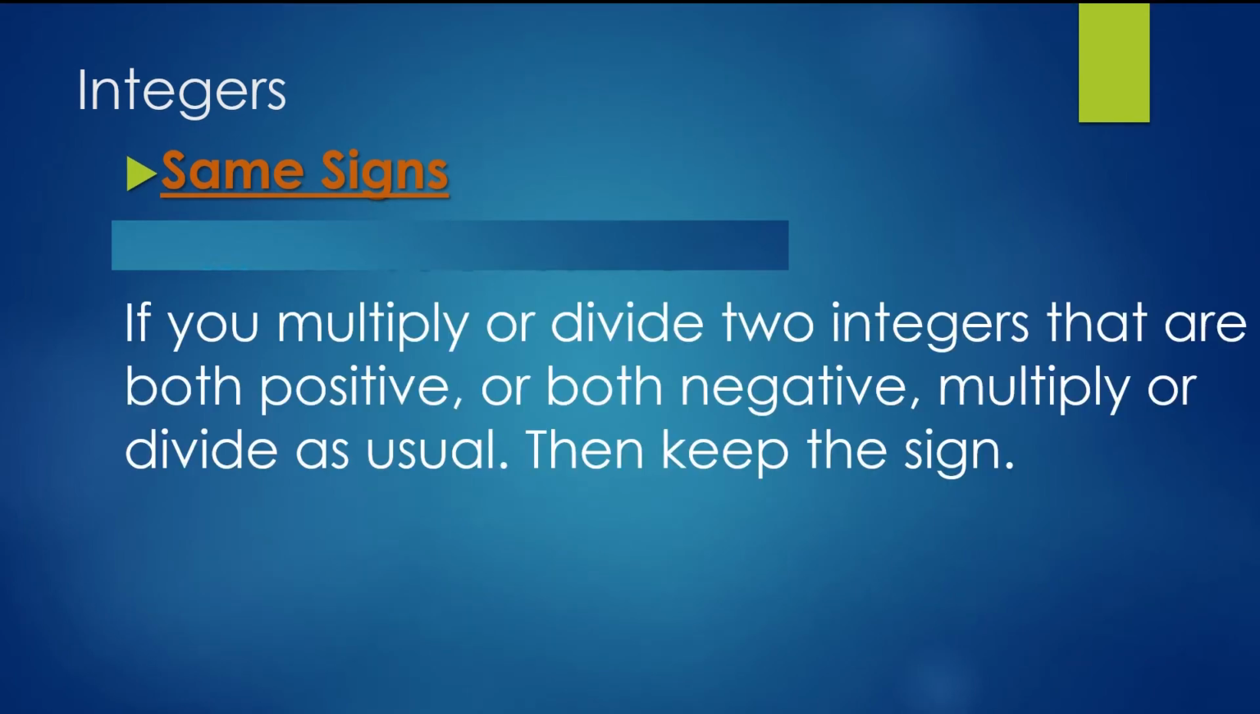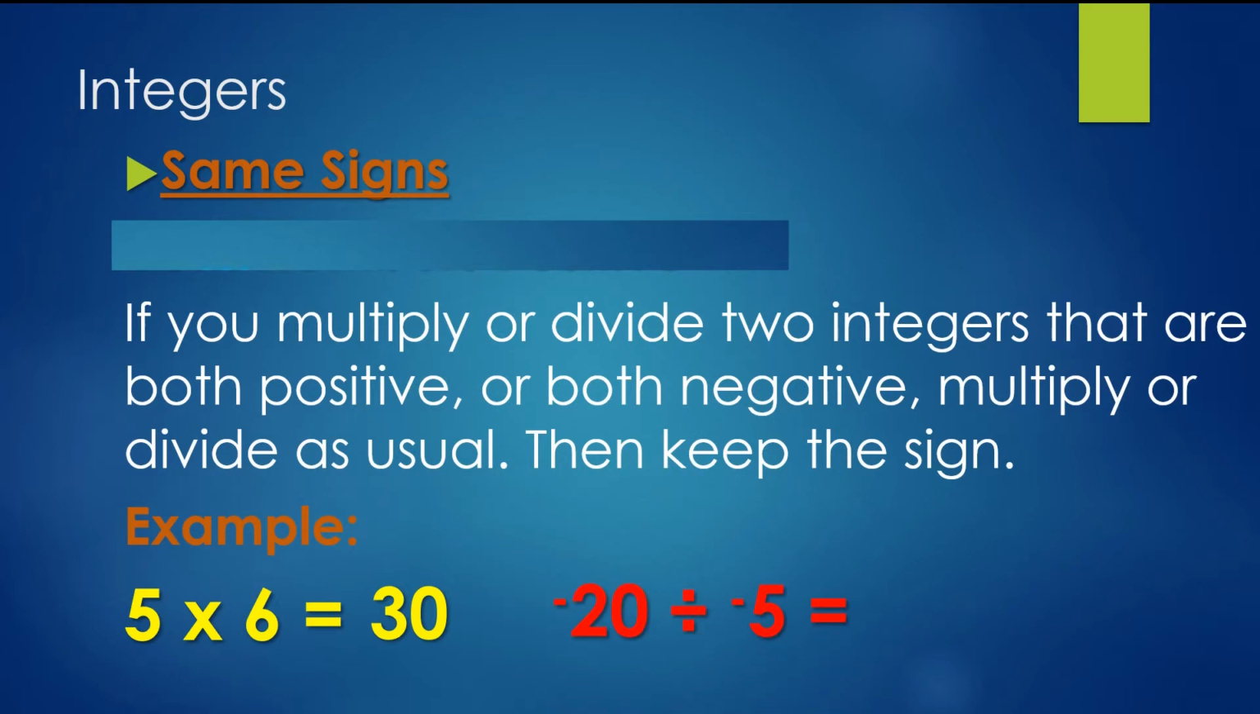Same signs. If you multiply or divide two integers that are both positive or both negative, you multiply or divide as usual. Then you keep the sign positive. For example, 5 times 6 equals 30. Negative 20 divided by 5 would be 4.